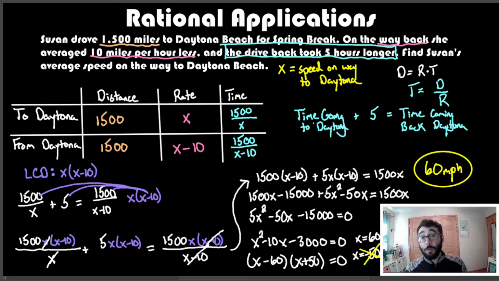And that's rational expressions. Now, there are different types of these rational expressions. You can see them in a slightly different way, but just know that a lot of them are going to boil down to setting up some sort of table like this and reading the problem very, very carefully and using the information that is given to you.